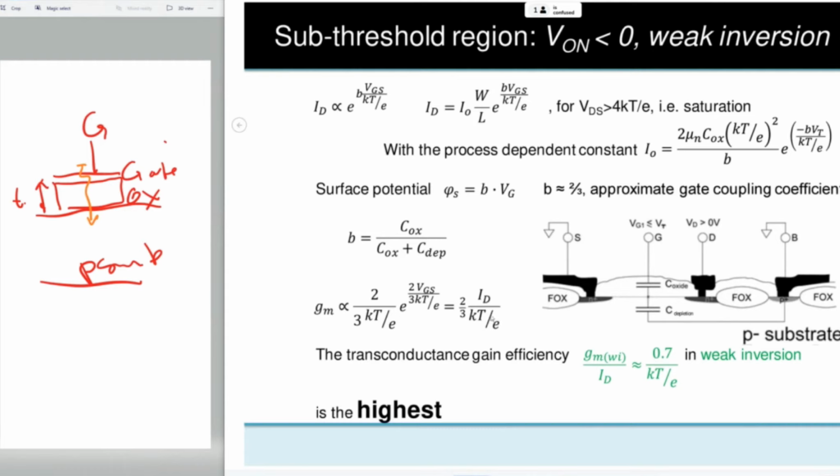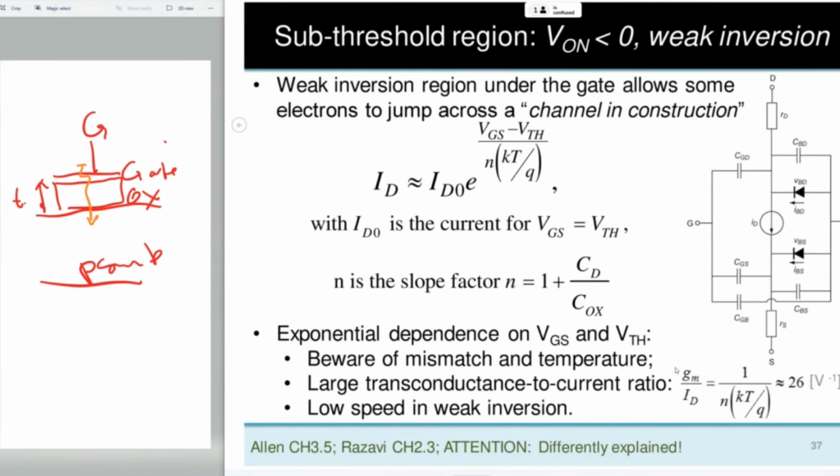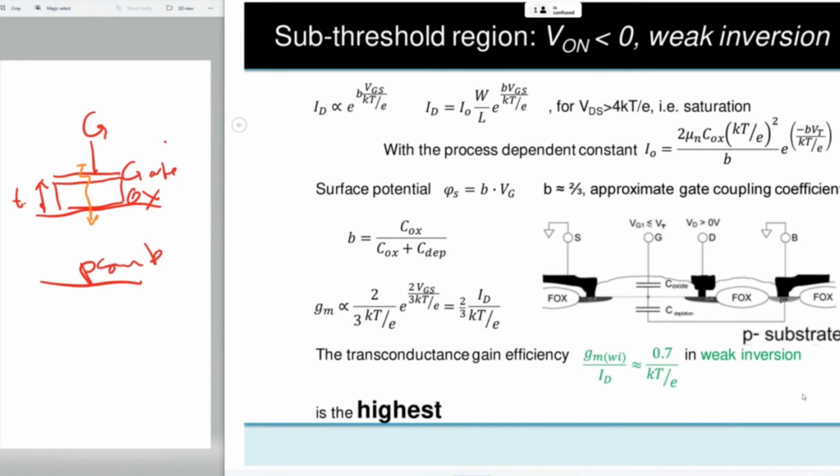And now you can calculate this for temperature 300 kelvins, room temperature, and you get a constant actually. If you divide this now by the biasing current to get the efficiency of creating transconductance gain, you get a number of 26. So something, yeah, here is calculated. And this is the highest possible efficiency that you have in the operation of the MOS device.